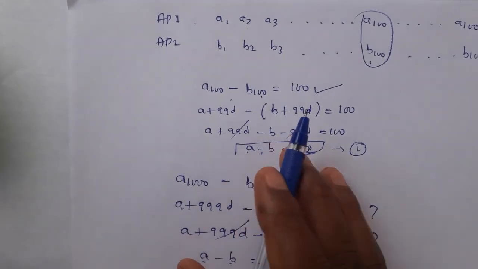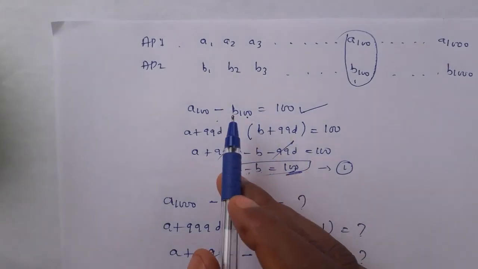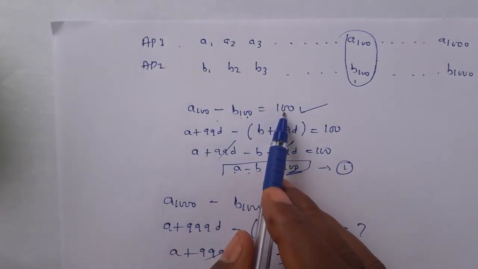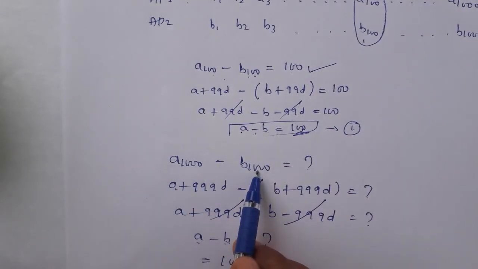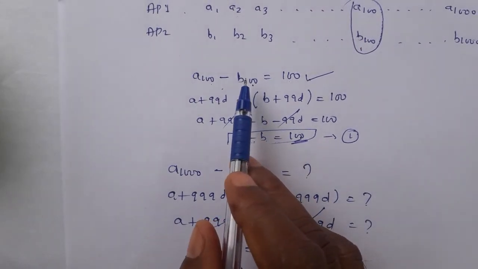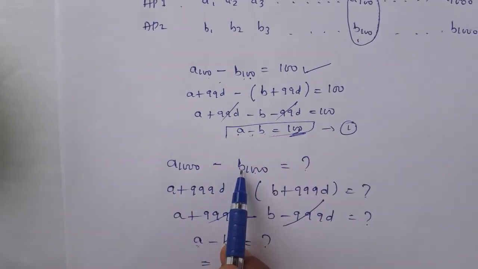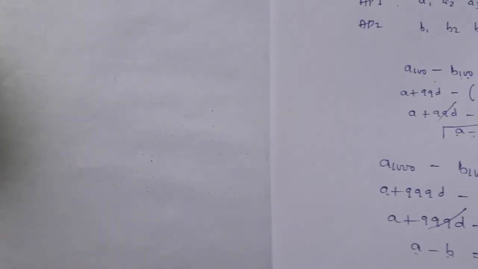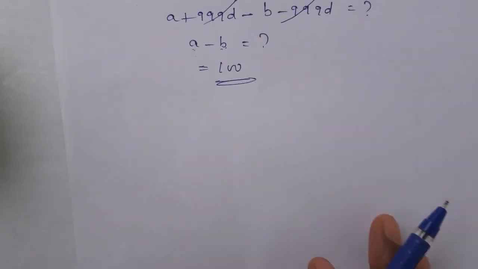So why do they give this kind of question? Usually students see that the difference between their 100th terms is 100, and when asked the difference between their 1000th terms, they write 1000 only. So they confuse you. Don't get confused. The difference between any two terms is always the same when those two APs have the same common difference.